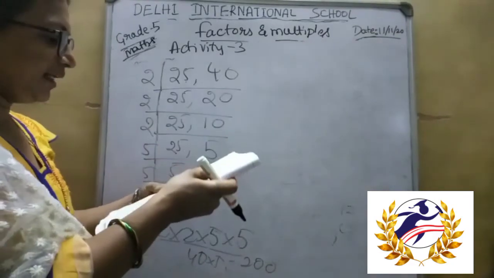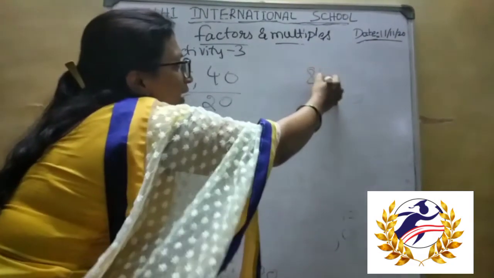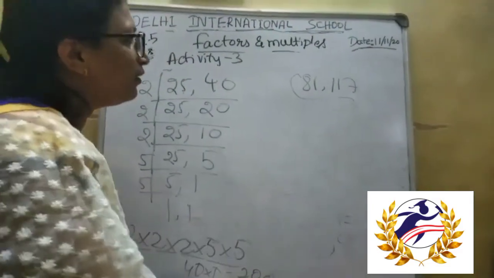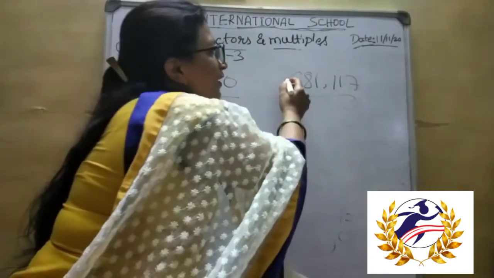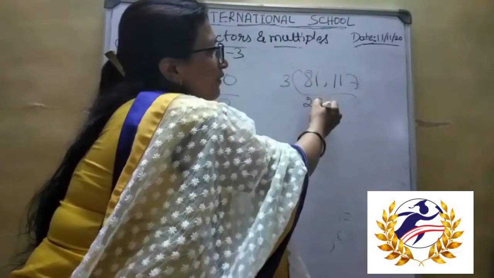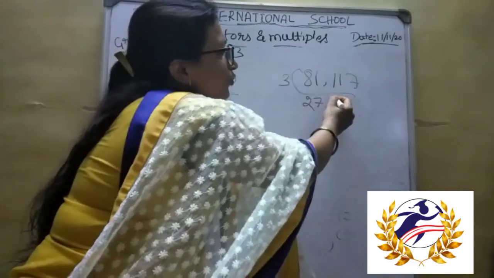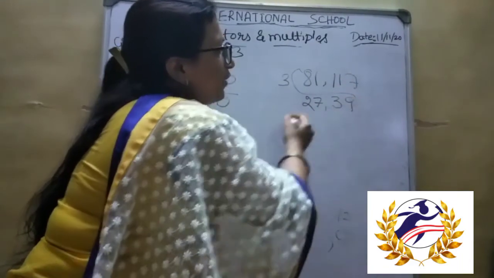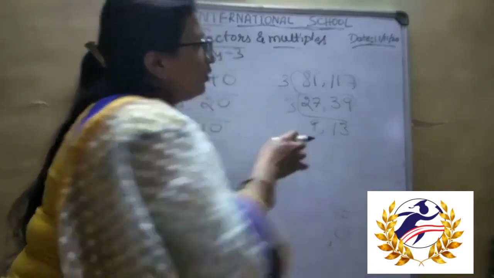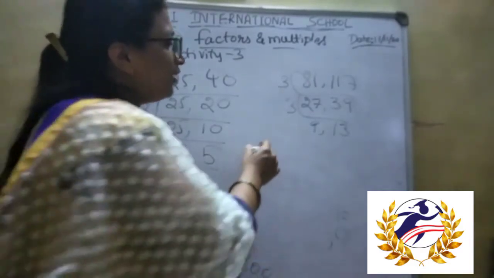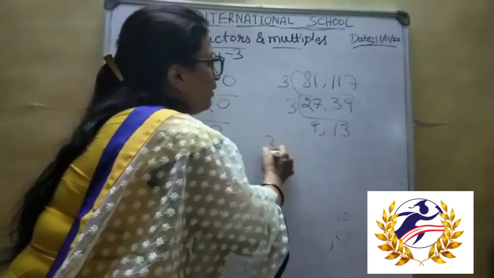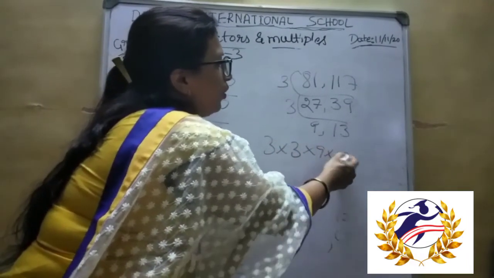Now the next problem: 81 and 117. If I take this, I have to take the table of 3 because both are odd numbers. 3 27s are 81. So 3 3s are 9, 3 9s are 27, 3 1s are 3, 3 3s are 9. These are prime numbers, so we cannot divide further. This is the prime factorization.